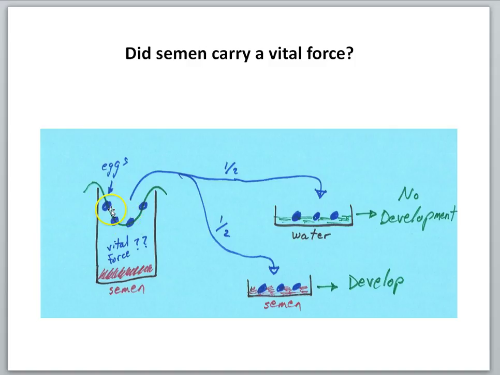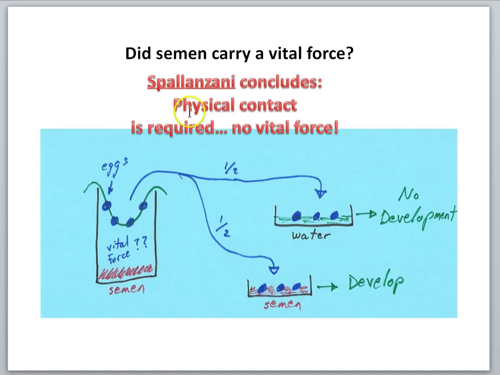Well, he suspends them over the semen for a little while, takes half the eggs, puts them in fresh water, half the eggs into fresh semen, and the results were clear. The eggs in the water did not develop, the eggs in the semen did develop. From this, Spallanzani concluded that physical contact is required. There is no vital force.